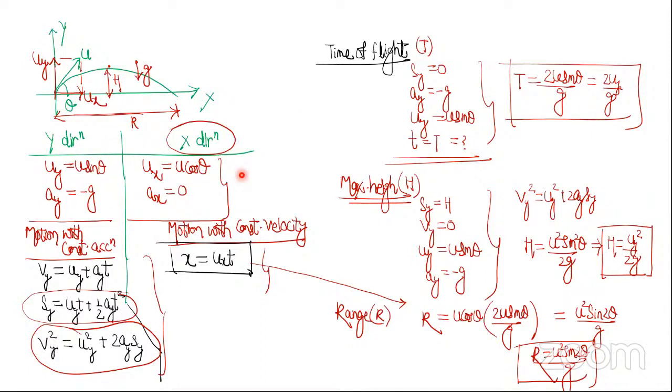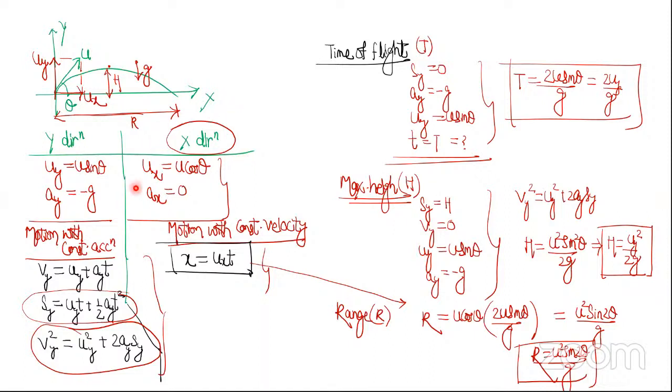Now looking at the x direction motion, here you see we have only initial velocity, there is no acceleration. So what kind of motion is the x direction motion? We know we have divided straight line motion into three categories: motion with constant velocity, motion with constant acceleration, motion with variable acceleration.